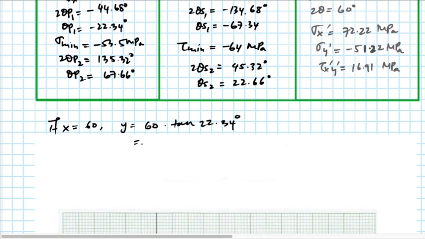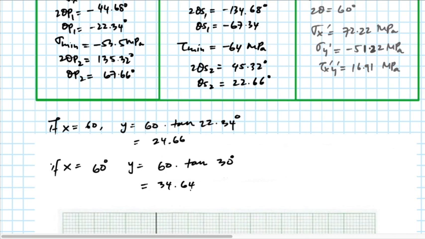For example, the orientation of the principal stresses is 22.34 degrees, so I have a coordinate of 60 and 24.66. Shear stress has a coordinate of 30 and 71.86, and the rotated element at 30 degrees has a coordinate of 60 and 34.64. The x coordinates 60 and 30 have been selected randomly.